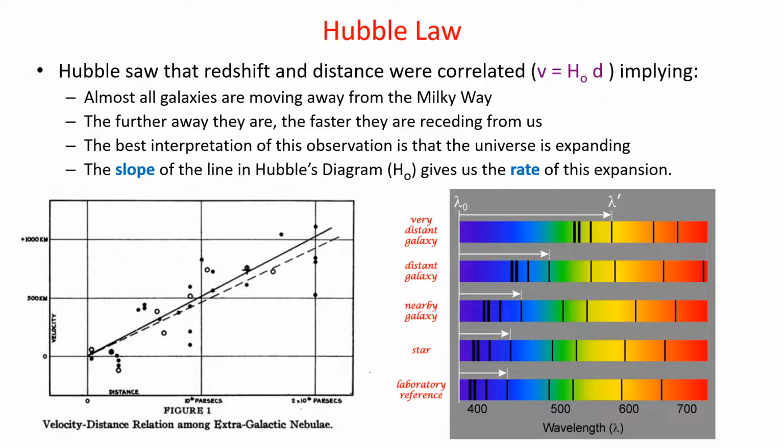And it shows a linear relation between distance, measured in parsecs, and recession velocity, speed moving away from us. So, a remarkable result. First, that almost all galaxies are moving away from the Milky Way, almost without exception. And the further away they are, the faster they're moving away from us. The best interpretation of this data is that the universe is expanding. And the slope of the line in Hubble's original diagram is given the designation in astronomy H0, the Hubble constant, which gives us the rate of the expansion.